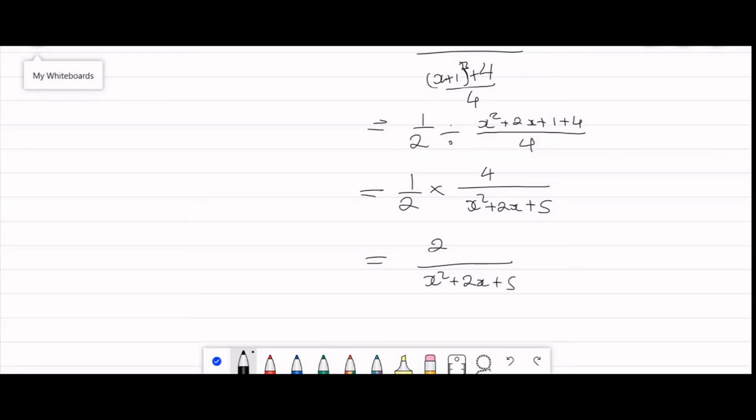The reason is that 4 over 2 is 2. So this is our answer. This is the derivative of arctan.